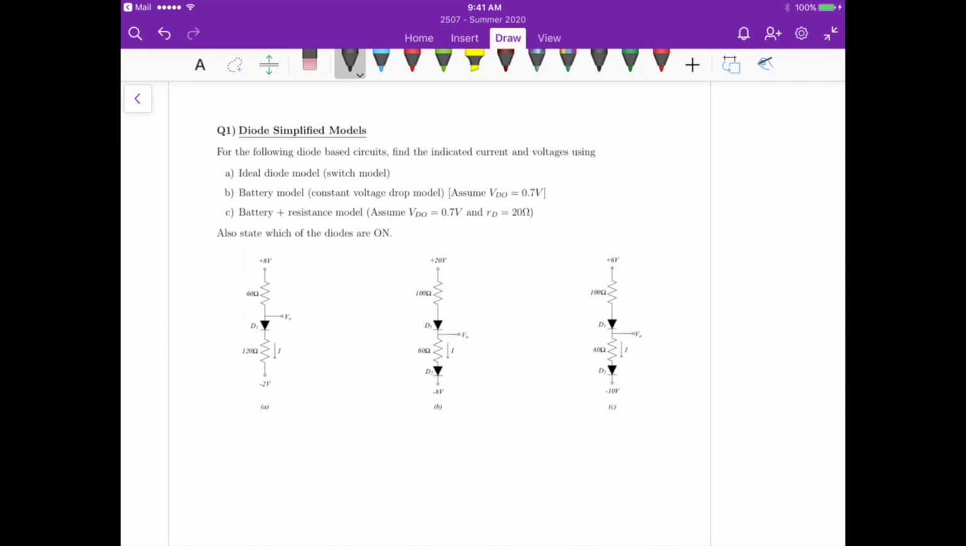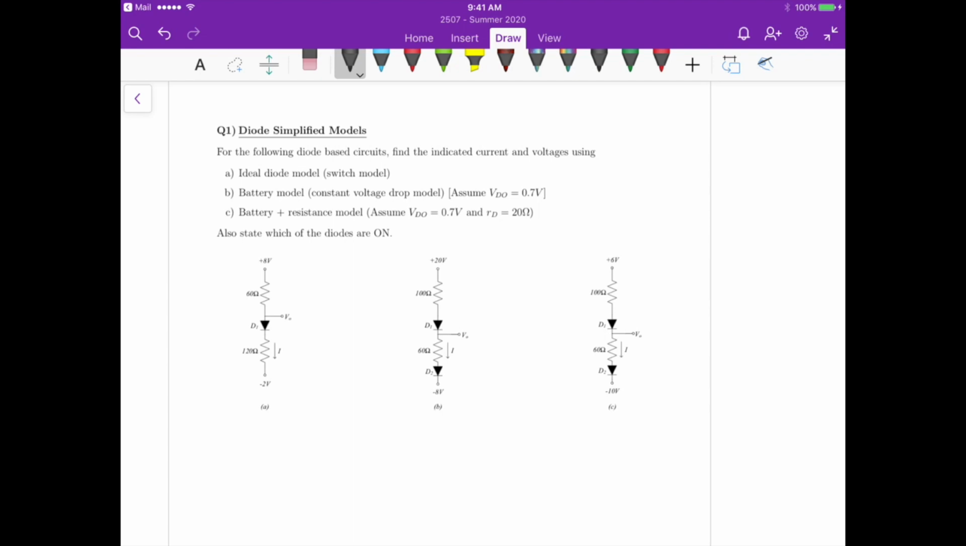Hi everyone, so let's get started with set 3. This is question 1, so we have some diode simplified models. For the following diode based circuits, circuit A, B, and C, we need to find the indicated currents and voltages, using first an ideal model.